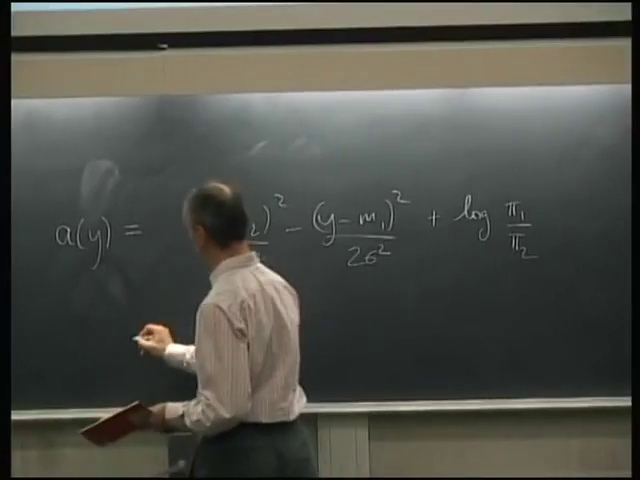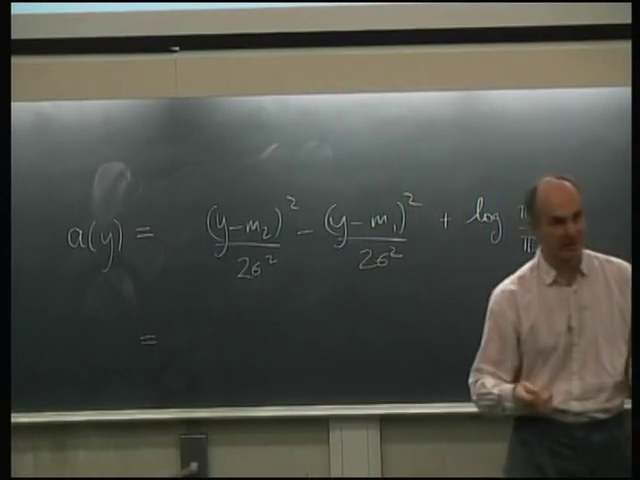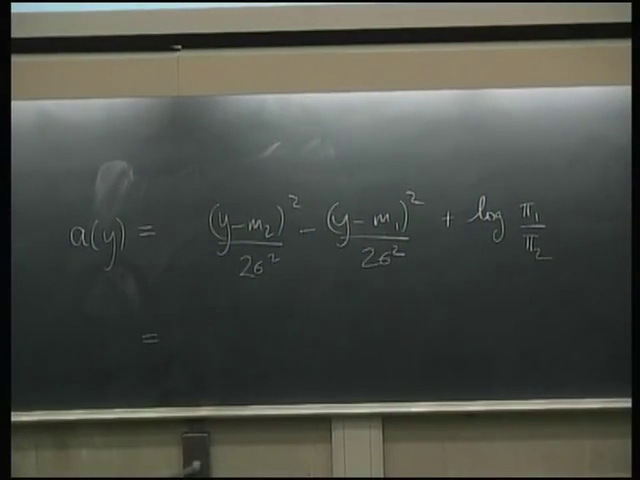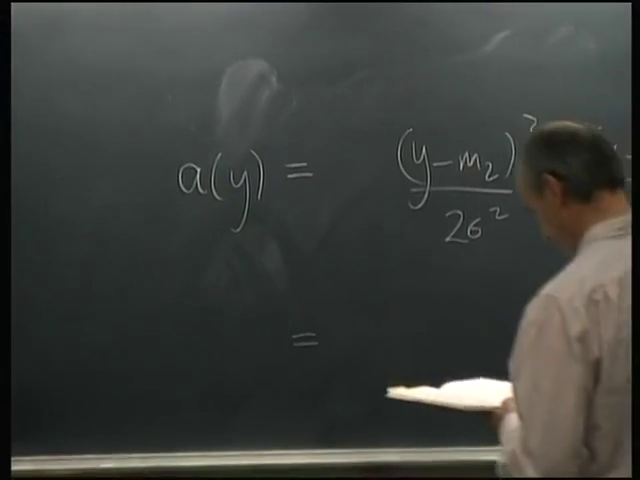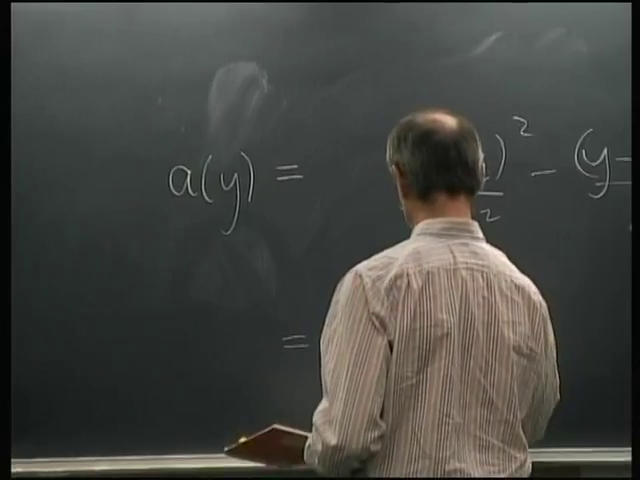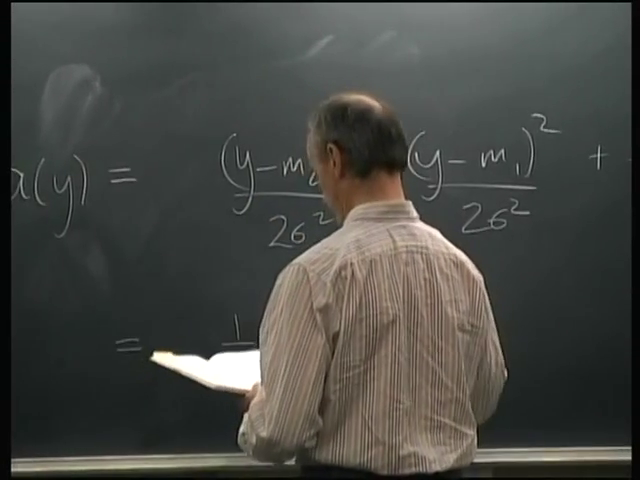And if you want to be elegant, you can remember how differences of 2 squares work. A squared minus b squared is a minus b times a plus b. And that gets you to an elegant way of writing this.